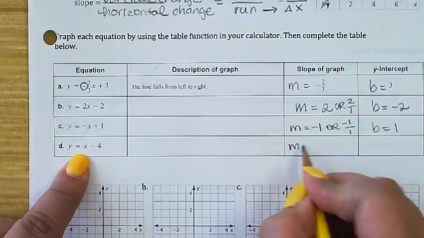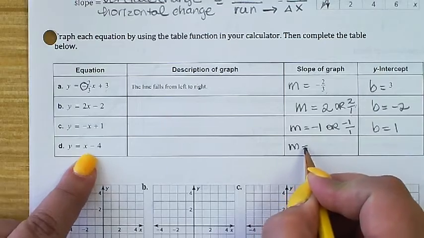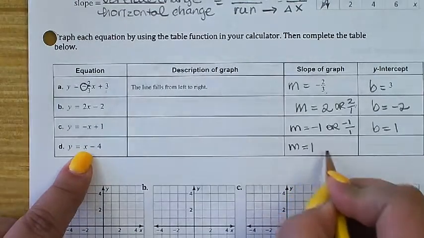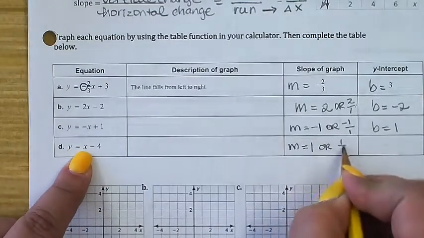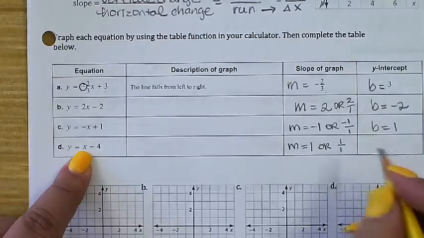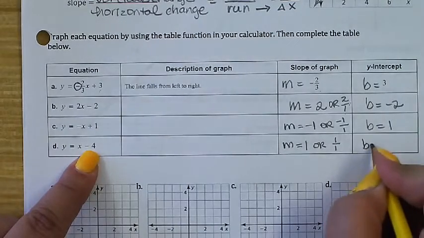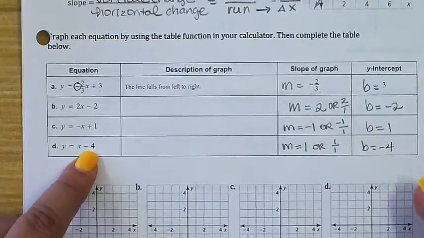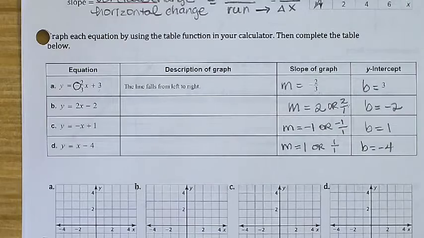And for D, for the slope, I don't see anything at all. That's a slope of 1. And I can write that as a fraction too, 1 over 1. And then our y-intercept is at negative 4. So then let's review how we're going to graph.